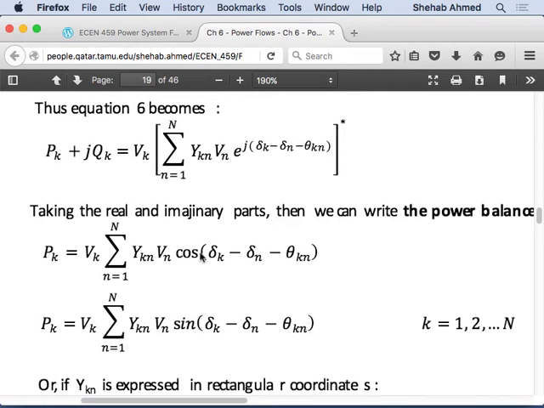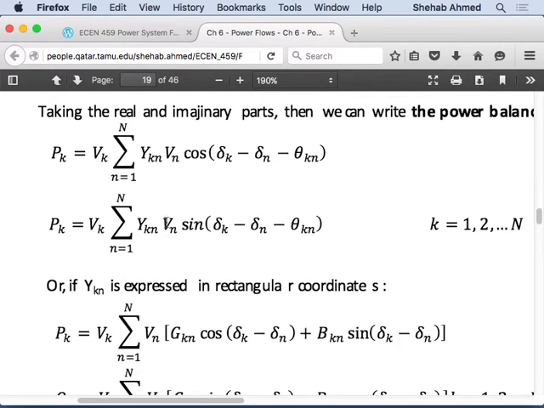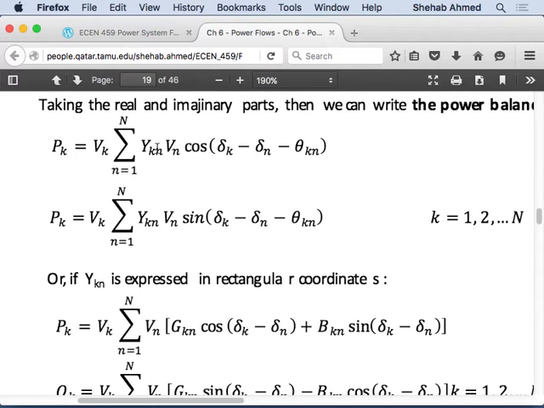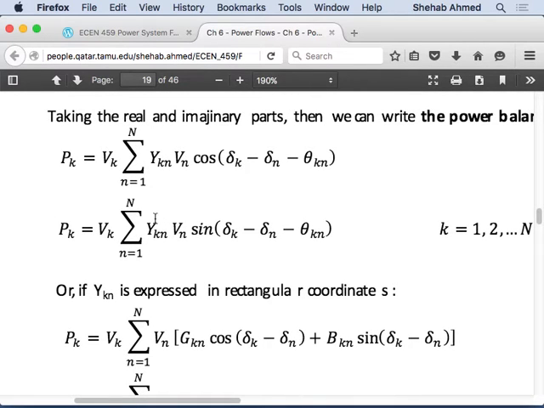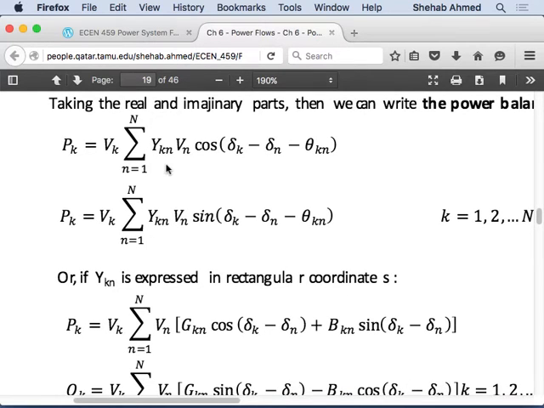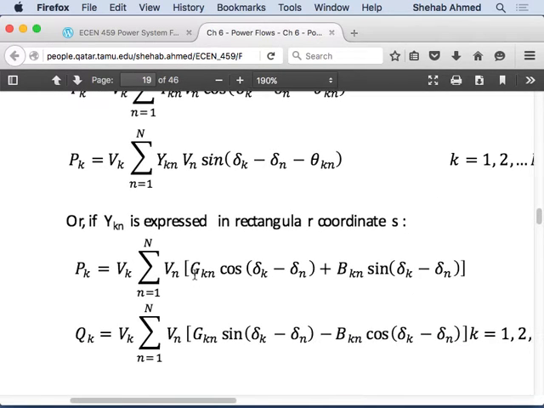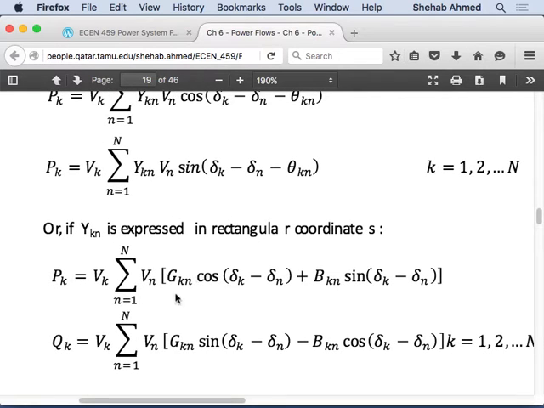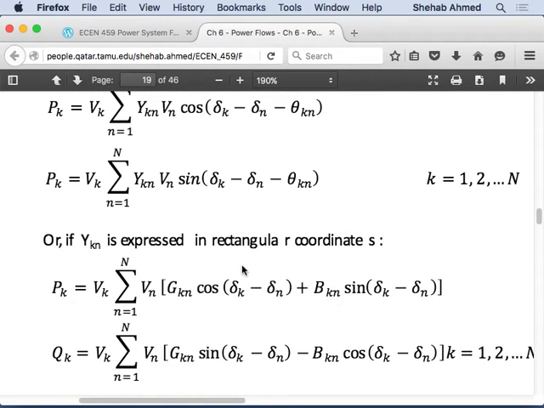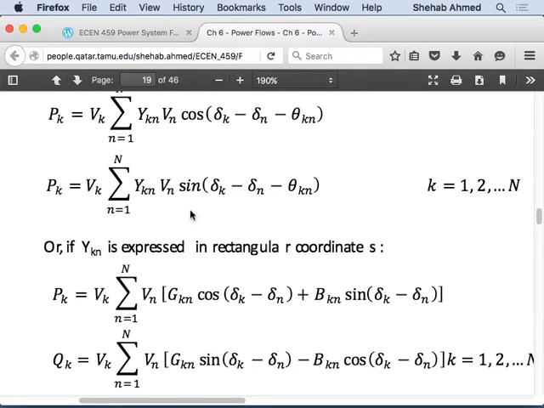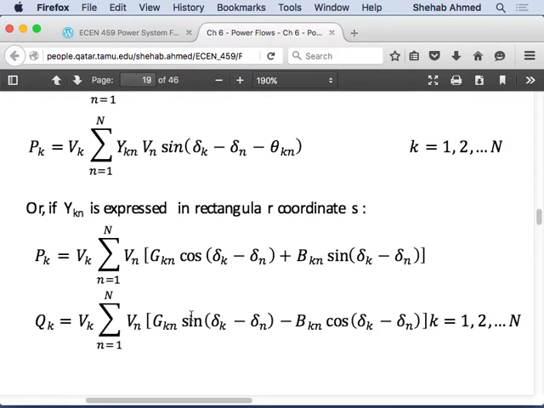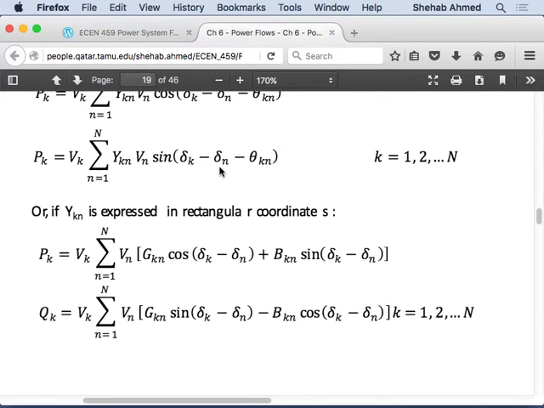So I have this equation now, and then I split it up into real and imaginary parts, and I rewrote it in this fashion. This is in polar form. I kept the impedance in polar form as a magnitude and an angle, right? I can also write it in rectangular form as conductance and susceptance, G plus jB, right? So you can write the power flow equations at every bus in either polar form or rectangular form, and you will have those available for you in your equation sheet.